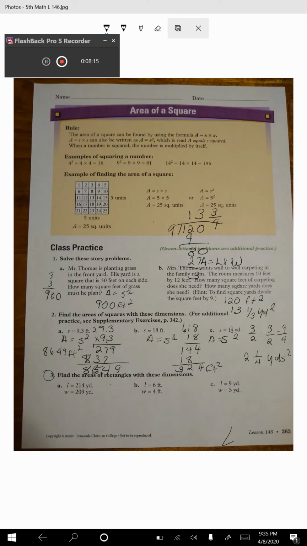All right, so let's go down to these rectangles. Area of a rectangle is length times the width. So we're going to do 214 times 209. You do it and I'll do it. See what we end up with.